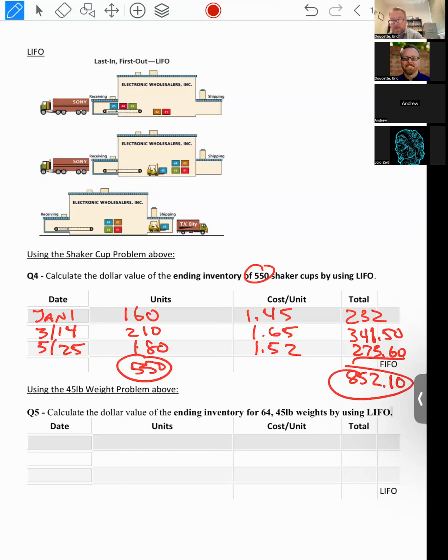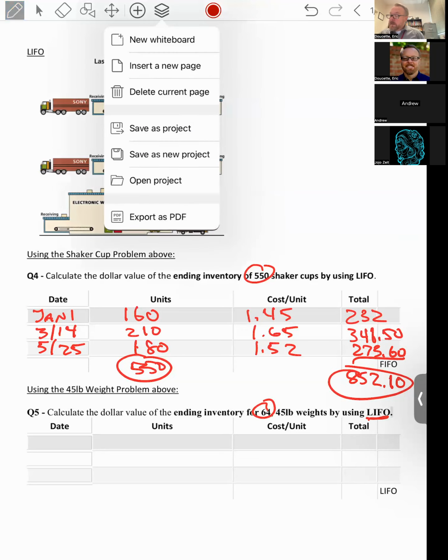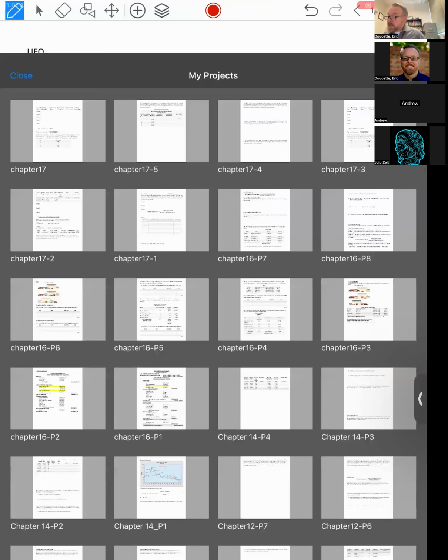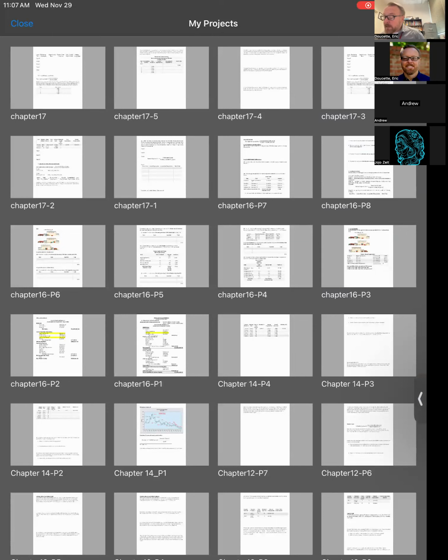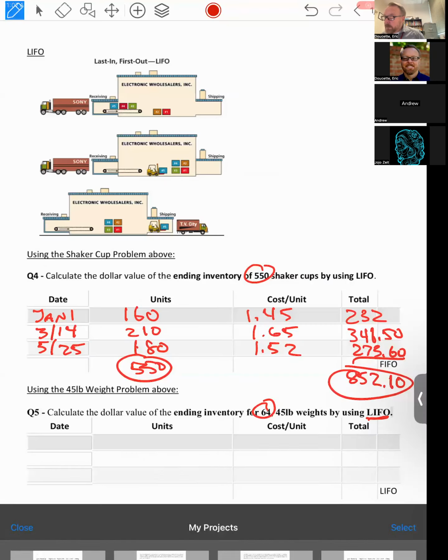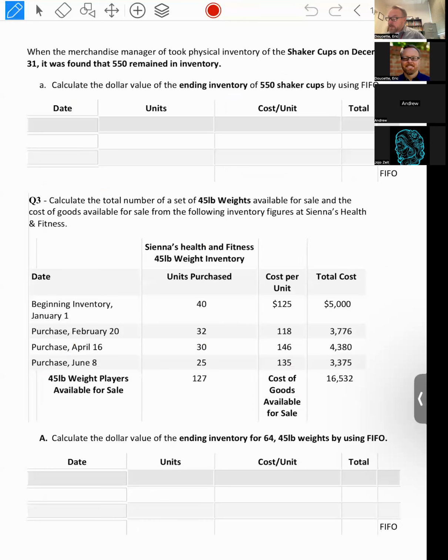Now we're going to do the same thing with the 45-pound weight problem. That's found here. So that particular problem said we had 64 left, but now we're going to use LIFO instead of FIFO. So in LIFO, we're going to say the last ones in were the first ones out. So the first ones in are still there. So I'm going to go back to, where is it? It is right here. It's the weights. Yeah, there's the weights. Okay.